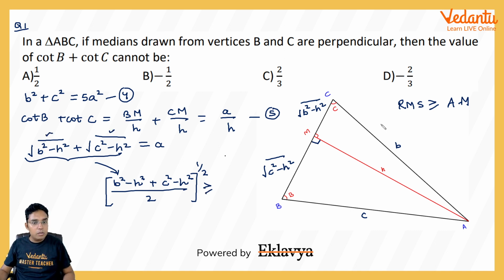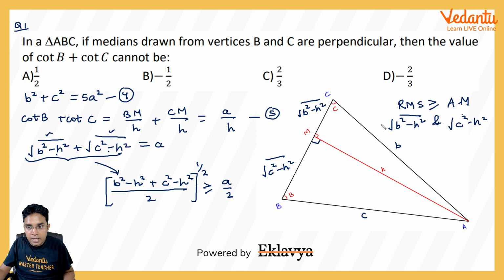The AM of these two numbers will be just a by 2 because their sum is a. So the mean of these two will be a by 2. I am repeating, I have taken RMS of root b square minus h square and root c square minus h square, and then I have taken AM also of the same thing, but I have taken this sum as equal to a. This thing will give us one very important result between h and a, b and c, you can say.